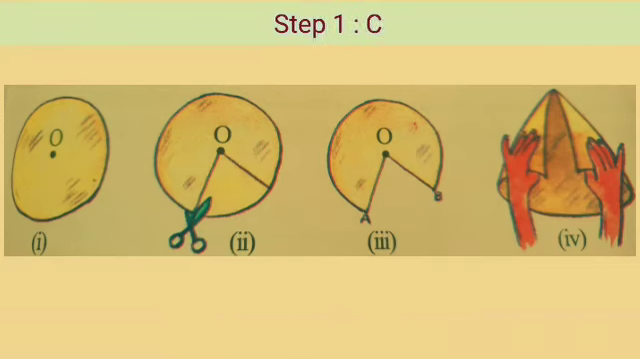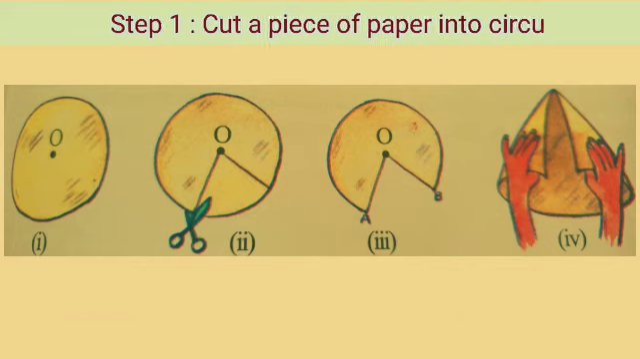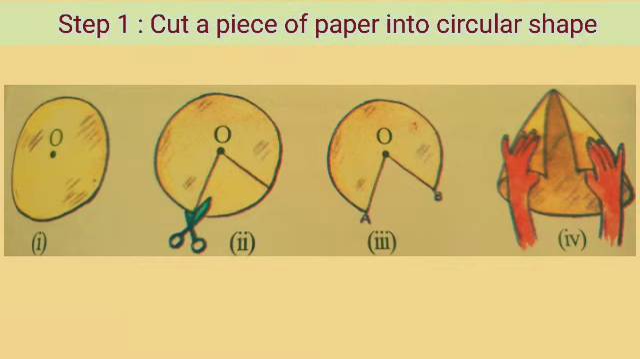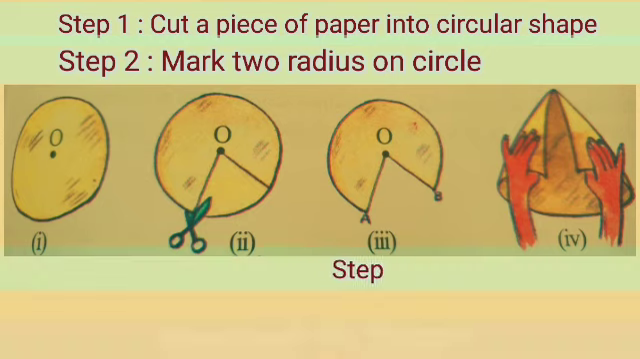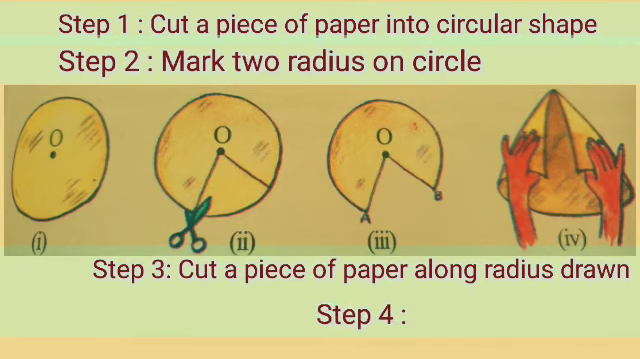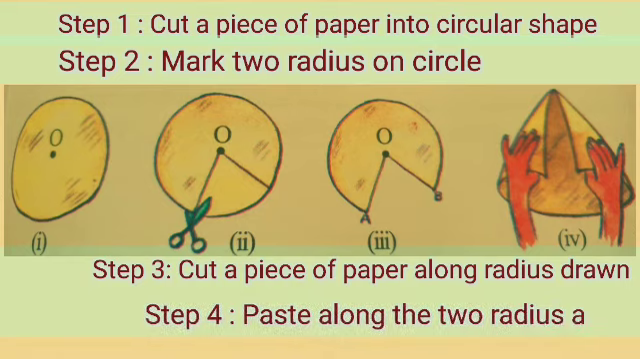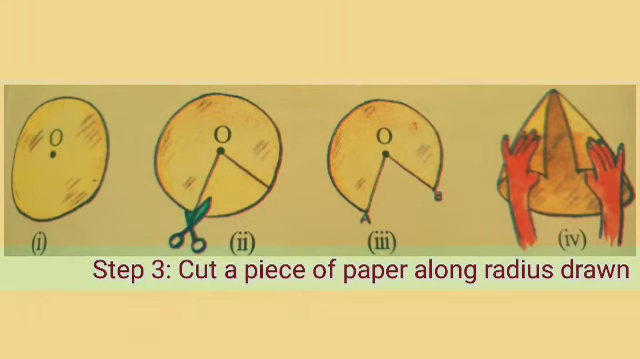Let's do an activity. Let's make a cone. Now cut a piece of paper into a circular shape. Now mark two radii as shown in the figure. Now cut along these radii, you will get a sector. Now paste the paper along these two radii to form a cone.